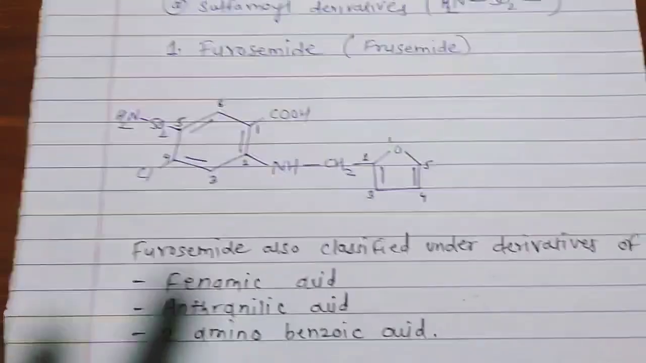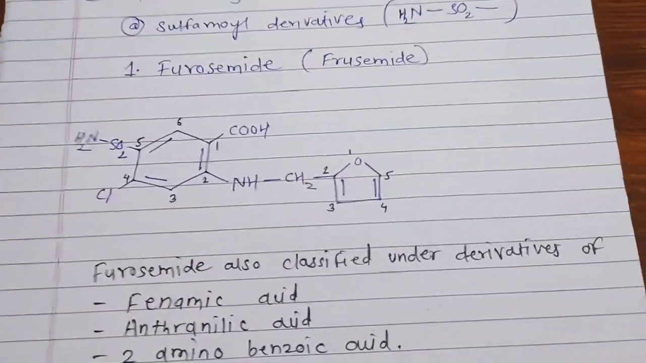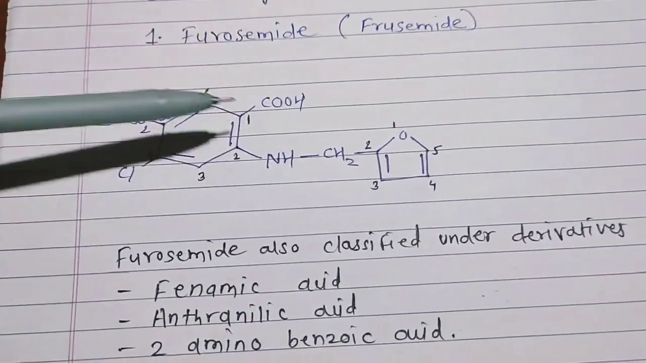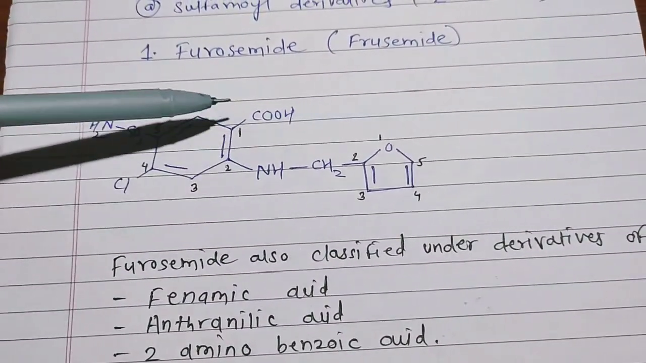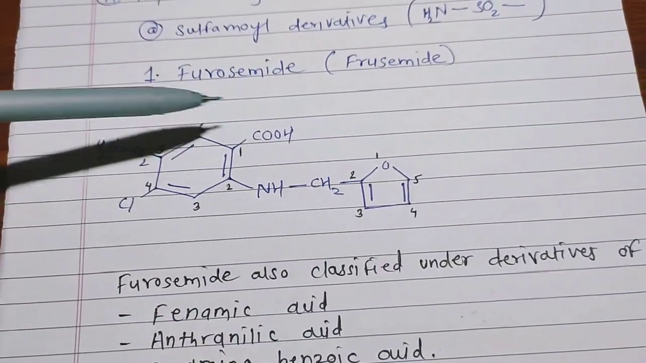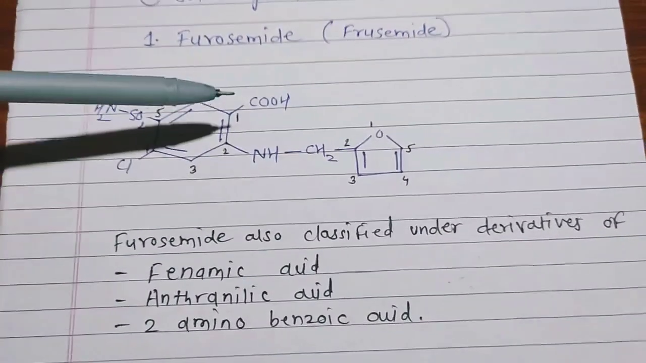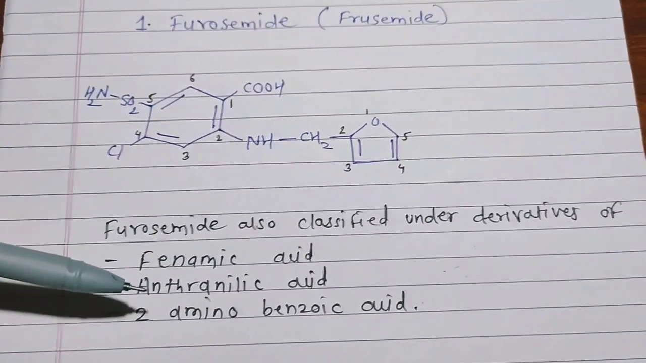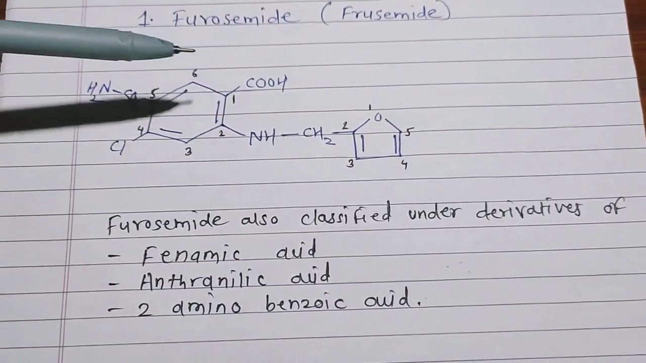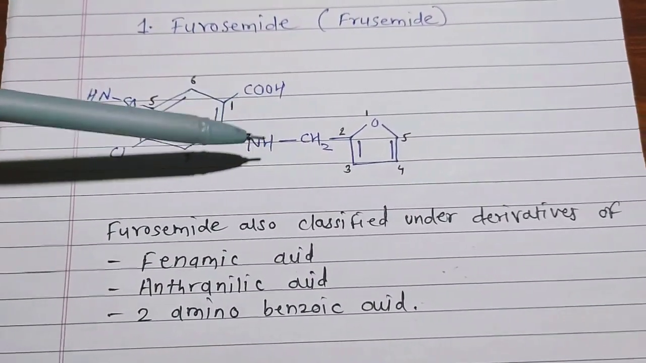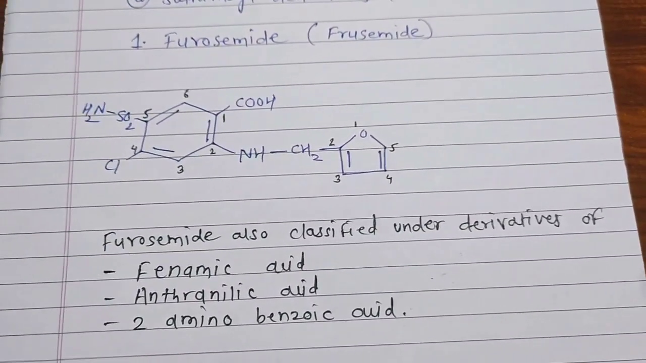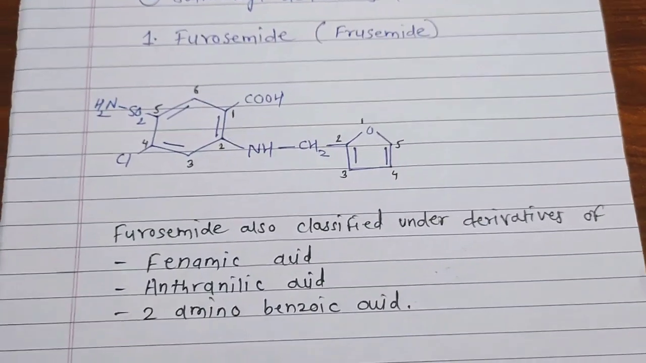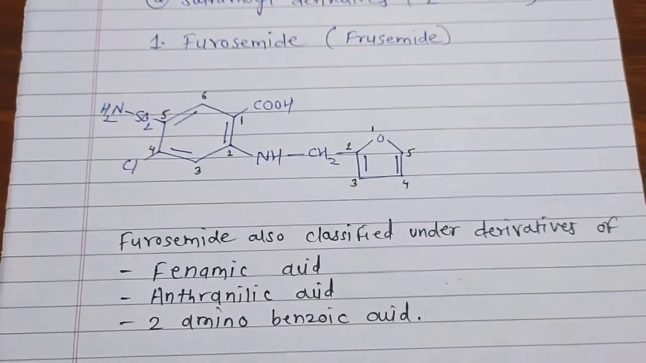And the reason behind this is simple, as we could see in this structure, at the second position there is the presence of an amino group, and at the first position this is the benzoic acid. That's why it is classified under the 2-amino benzoic acid. And if we just attach the benzene over here, that will become the anthranilic acid. That's why it is also classified under the anthranilic acid derivative or the phenamic acid derivative.